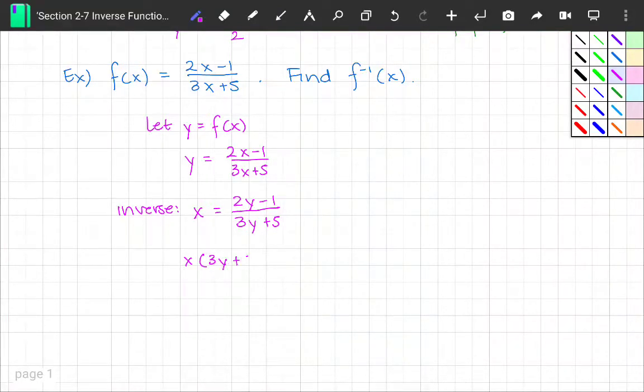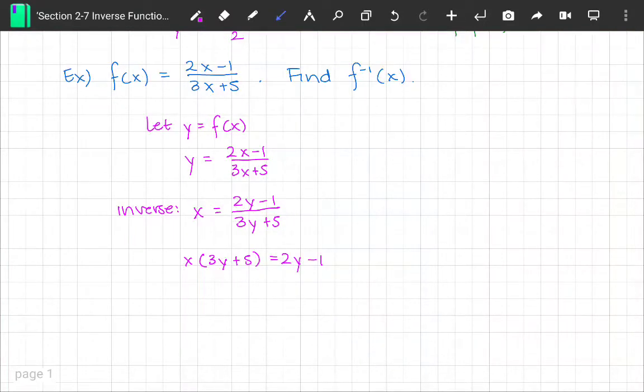So I'm going to have this. And then let's see what we can do with it. So I've just multiplied both sides by 3y plus 5. If I multiply x by 3y plus 5, I have x times 3y plus 5. But if I multiply this fraction by its denominator, it's going to cancel out, and I'm just left with the numerator.